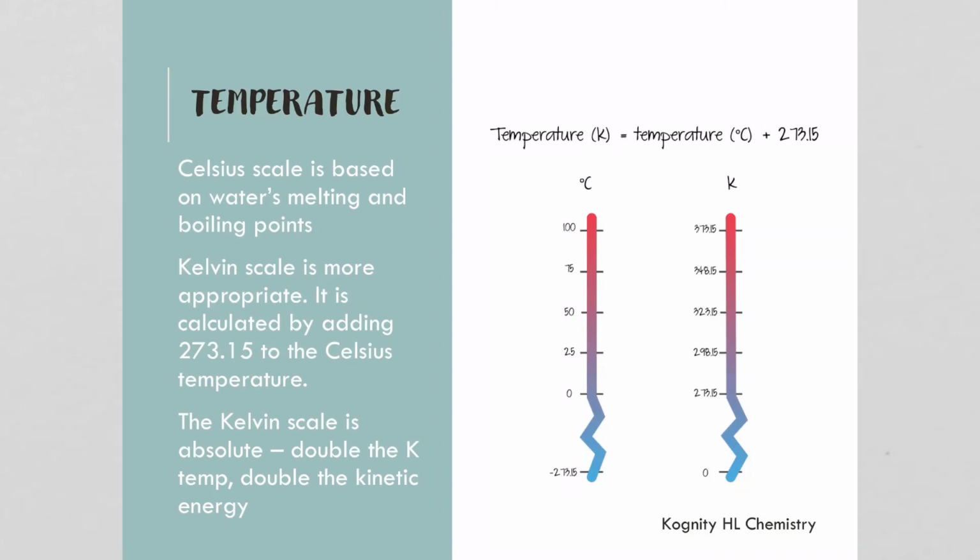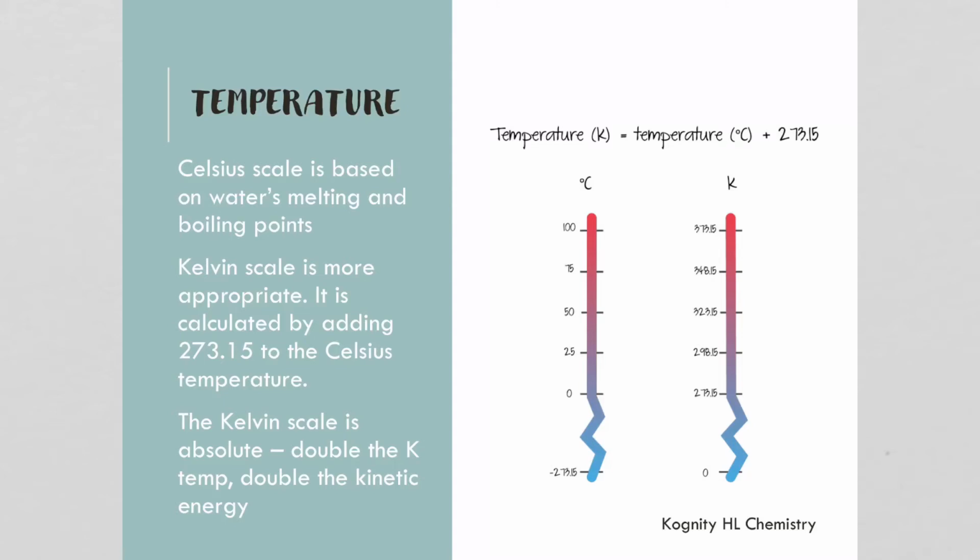So with temperature, we so far have been dealing with Celsius temperatures. And the Celsius scale is fine when you're working with water-based solutions, because the Celsius scale is based on water's melting and boiling points, so it makes much more sense to use the Celsius scale. However, the Kelvin scale is much more appropriate for gases because it's an absolute scale. We calculate it by adding 273.15. Some places you'll see just 273 added to the Celsius temperature.